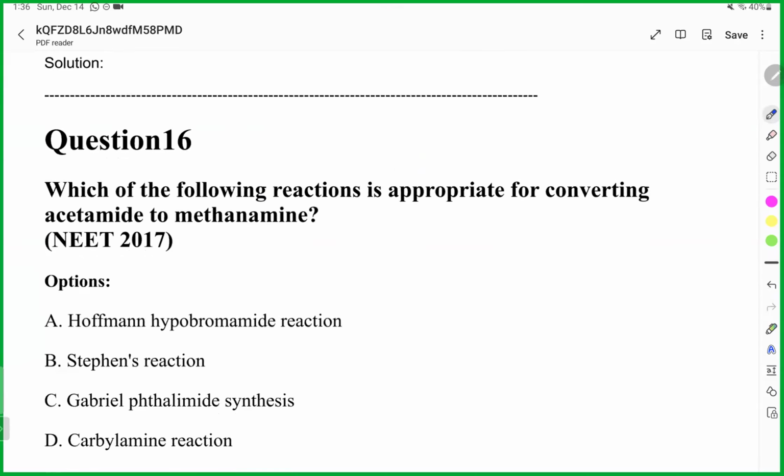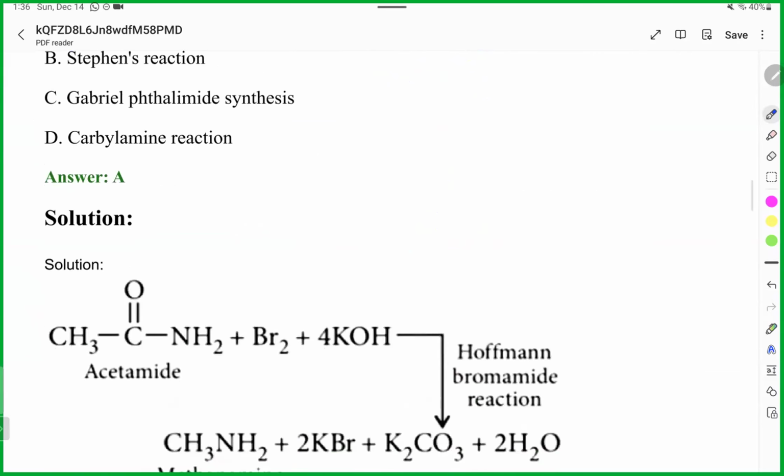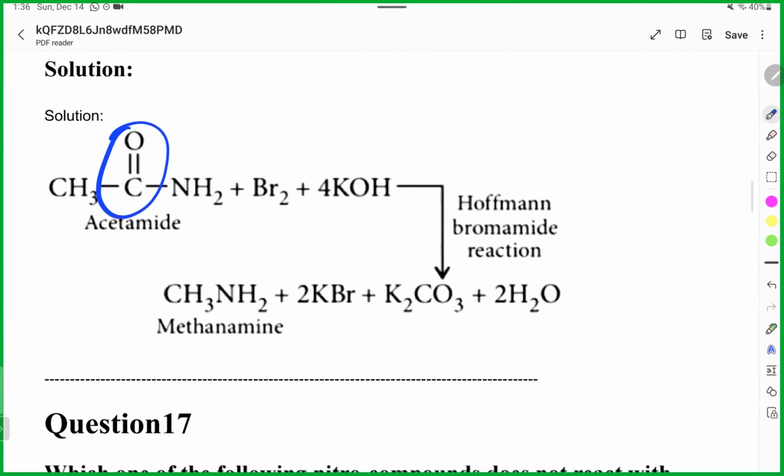Samarth. Which of the following reactions is appropriate for converting acetamide to methanamine? Sir, Hofmann bromamide degradation. Done. You will remove this part. That's why.